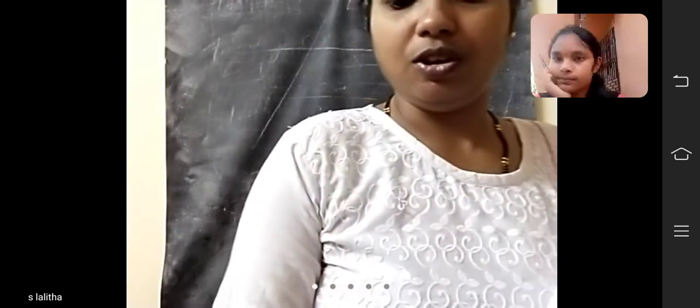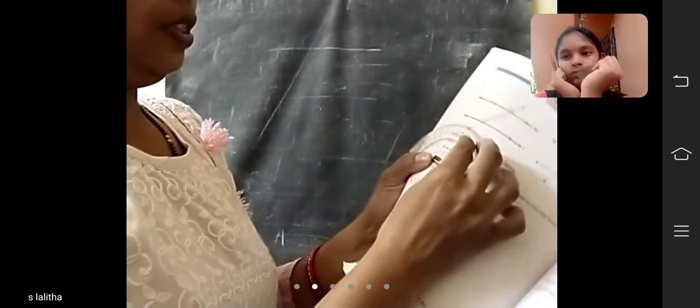Okay, now see the third question. In the given figure, measure angle FOG and draw the same in your notebook. So first, you have to take the protractor. Now keep this protractor at O in your textbook. Keep it at O.